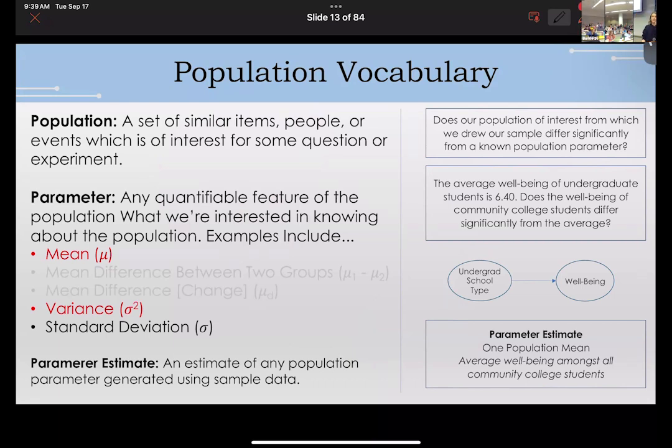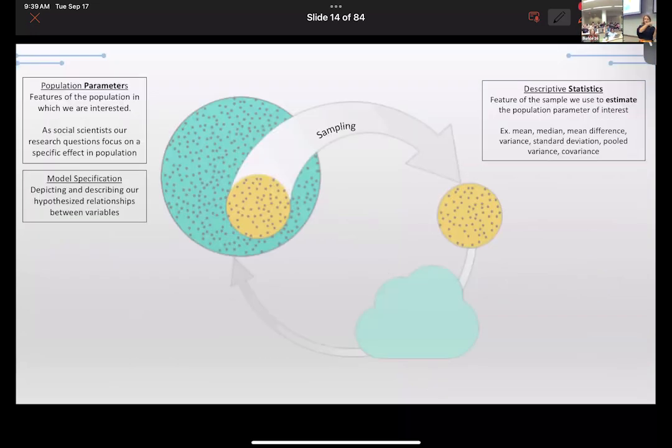Go home. A parameter estimate is an estimate of a population parameter that we generate using sample data. So a population parameter is an actual parameter that describes the population. A parameter estimate is something that we're estimating from our sample. So what do we do? We sample from the population.